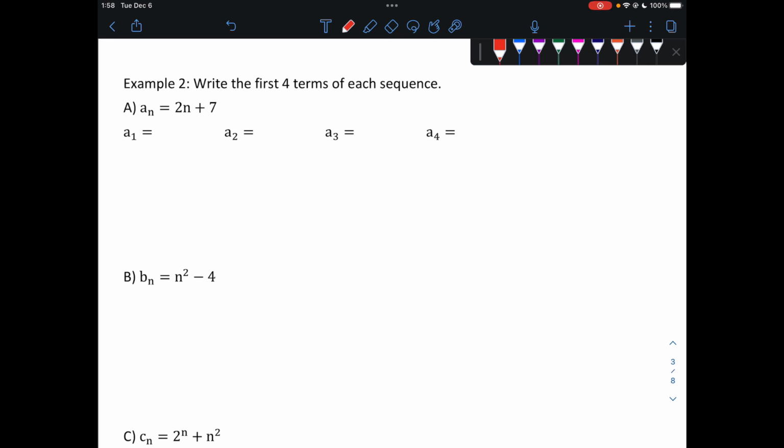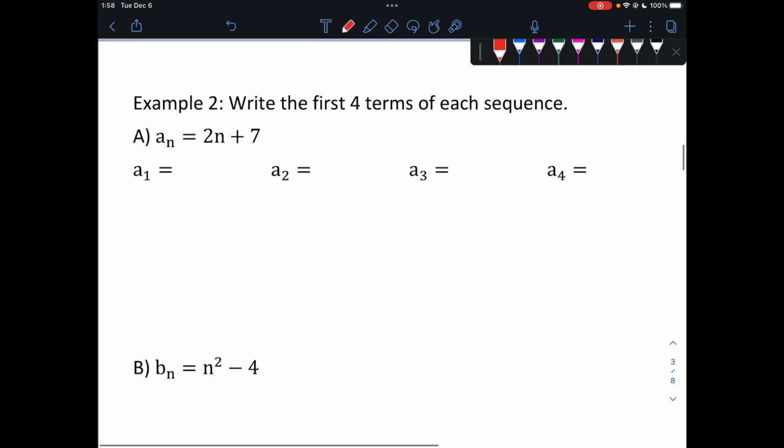Example 2, write the first 4 terms of each sequence out. All right, so here we have a formula for a sequence. I want to find the first 4 terms. If I find the first term, I'm just going to put 1 in there. I get 2 plus 7, which is 9. For the second term, I put 2 in here. I get 4 plus 7, which is 11. Put 3 in for n. You get 6 plus 7, or 13. And put 4 in for n. You should get 15 back.